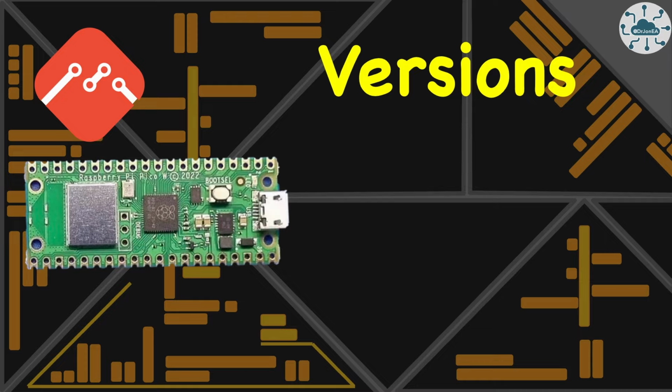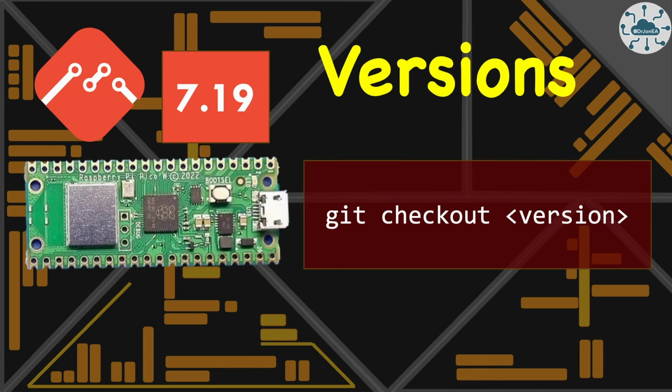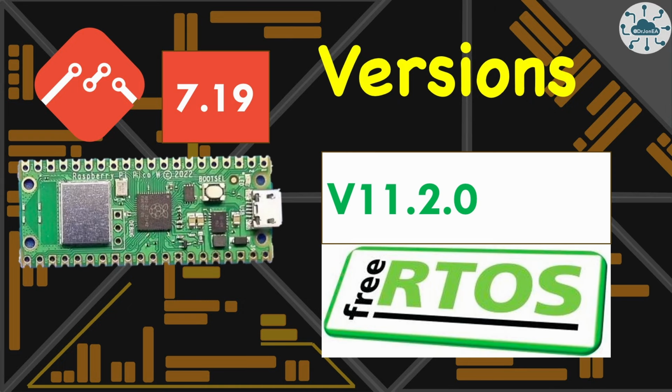And the tagged label versions I'm going to use, you can move to using the git checkout function. Might be worth looking that up. So for Mongoose, I'm going to run on version 7.19. And for FreeRTOS, I'm going to work on version 11.20. And these are both the latest versions that are published and released at the time of going to press.